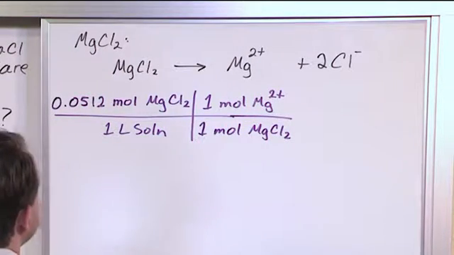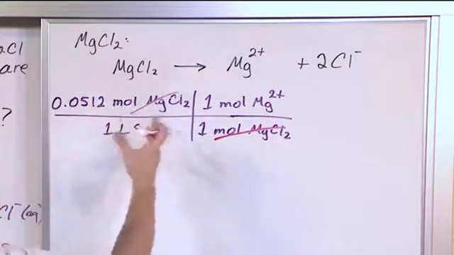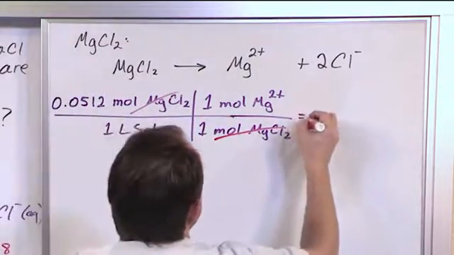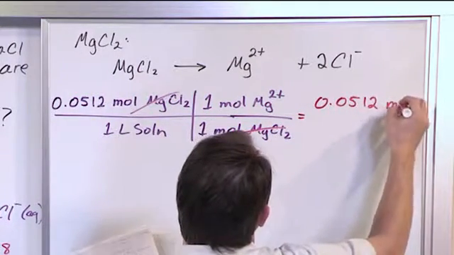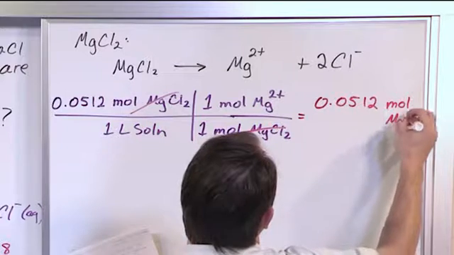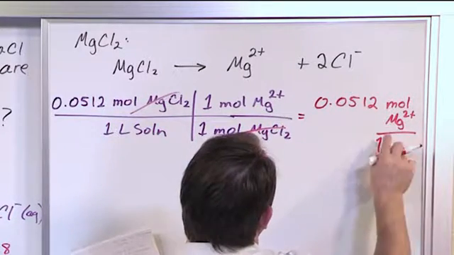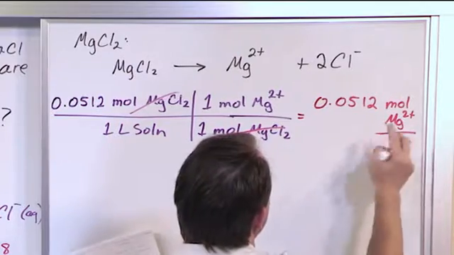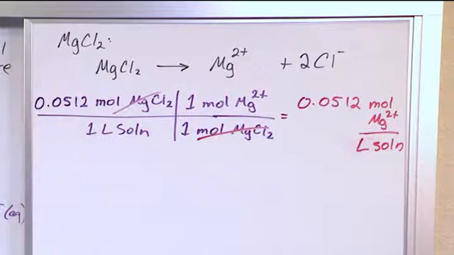Okay, and so at the end of the day, when you cancel this and this, and you multiply, of course, it's just by 1, then what you're going to get is 0.0512 moles of Mg ions per liter, moles per liter, because we have liter on the bottom. So we're getting moles of magnesium ion per liter of solution.